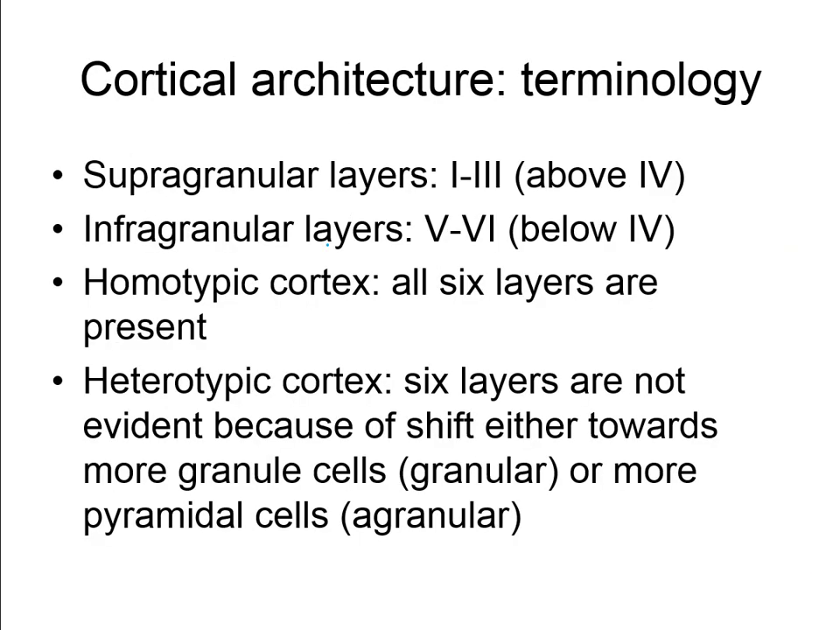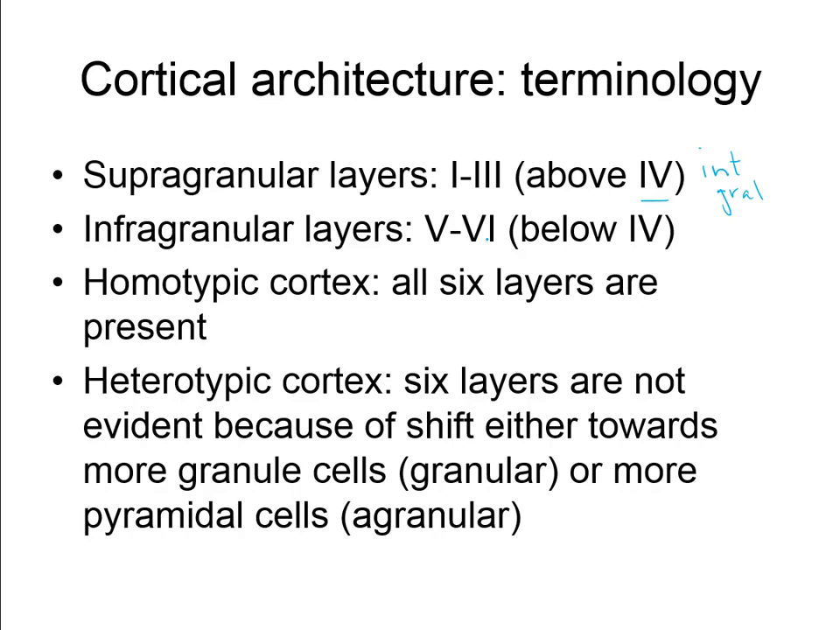So, terminology, because we use it when we describe things. Supragranular is above layer 4. What's layer 4? Internal granule. Everything is referenced relative to the internal granule. So, 1, 2, and 3 are supra. Infra is 5 and 6. And then the term homotypic gets used, which means you see all 6 layers. If it is different from normal, then it's heterotypic. Okay? And heterotypic can be skewed in either of 2 directions.